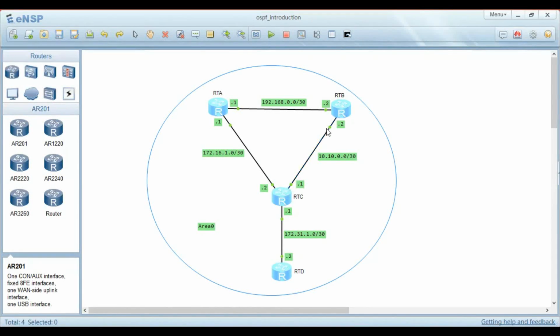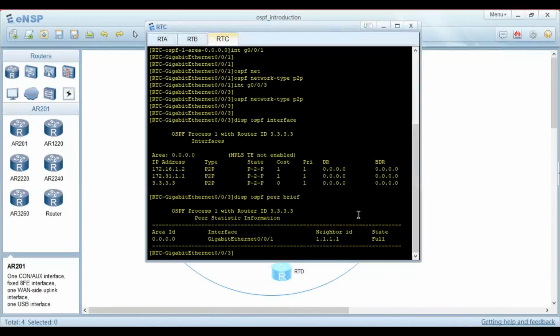Are we together on that? That's why we do not have a neighbor. This RTC does not have RTB as its neighbor, because this network has not been enabled for OSPF. That one should be clear, because it's very important when we come to troubleshooting.